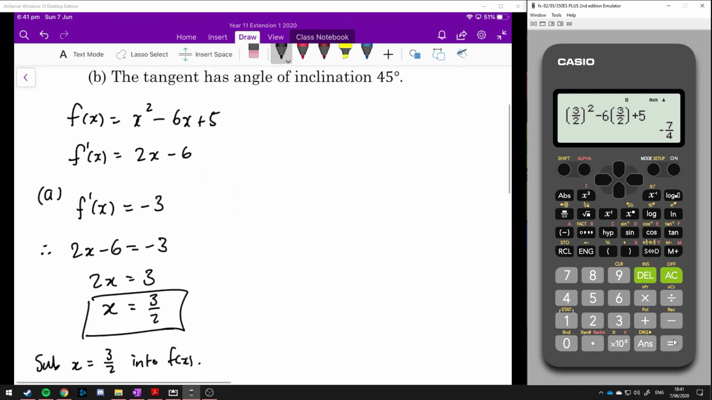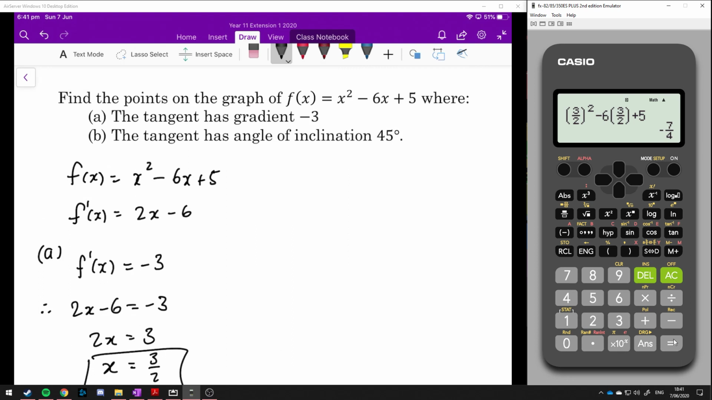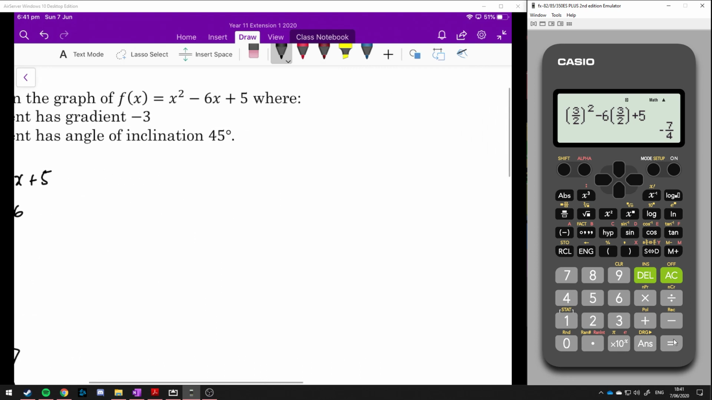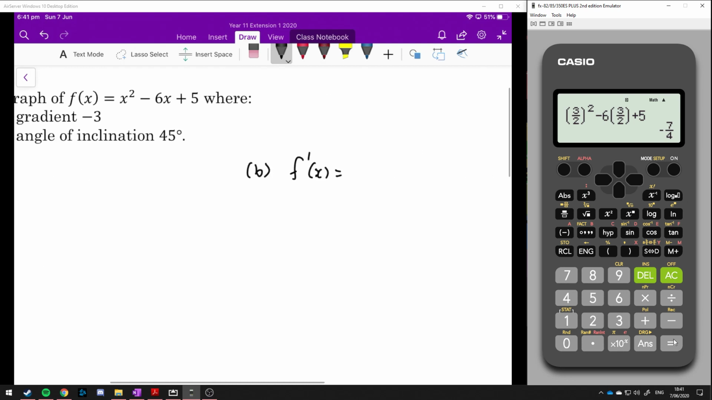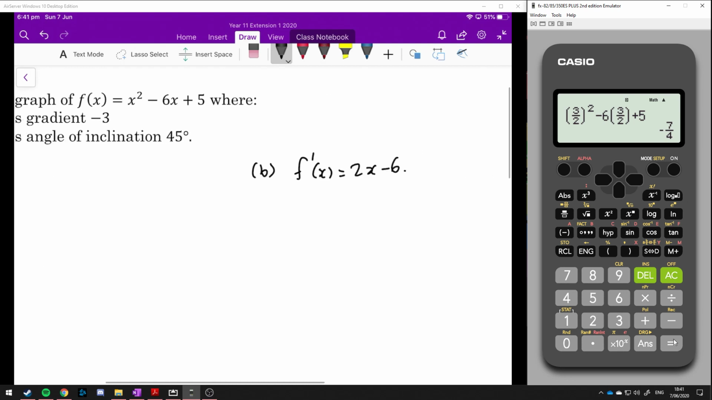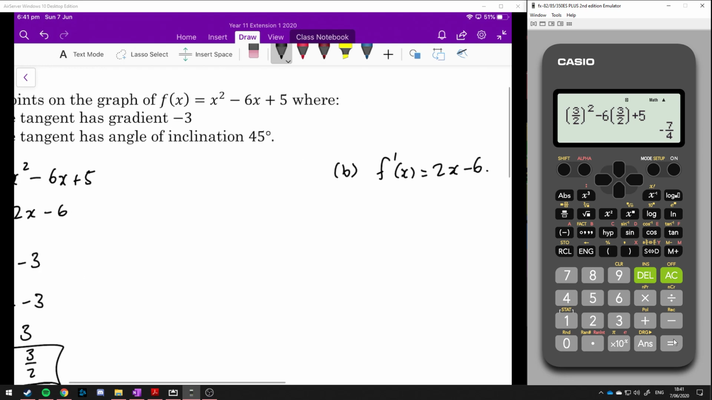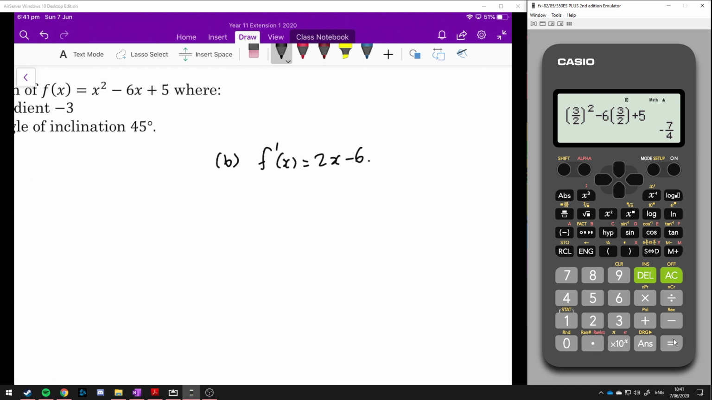Okay, now let's have a look at number B. Number B says the tangent has an angle of inclination of 45 degrees. So I'm going to do this one over here. Again, we need the derivative. So f dash of x is equal to, and this one's 2x minus 6 again. So same one. Now, the angle of inclination is at 65 degrees.